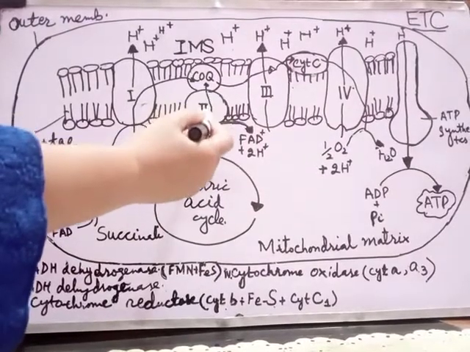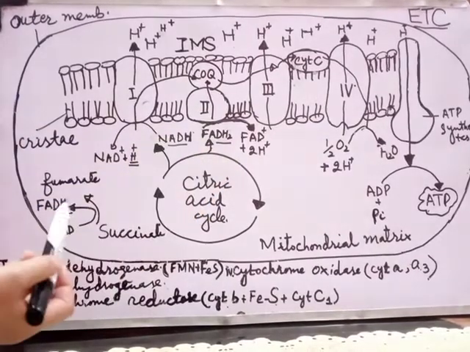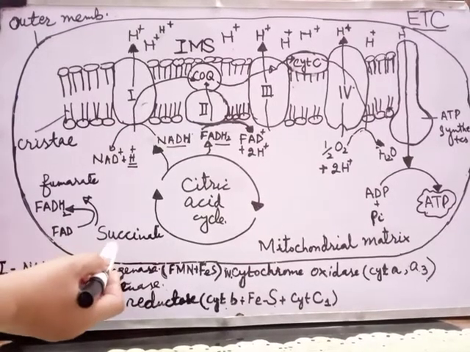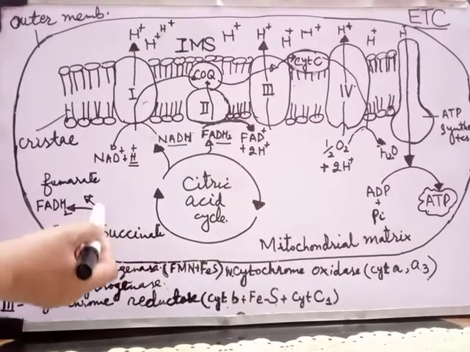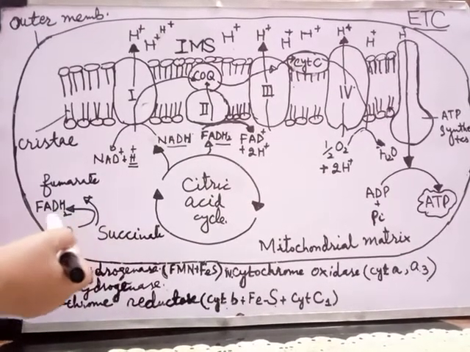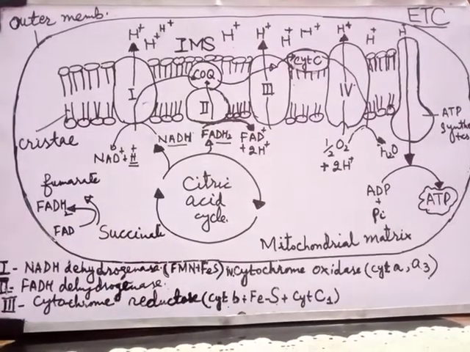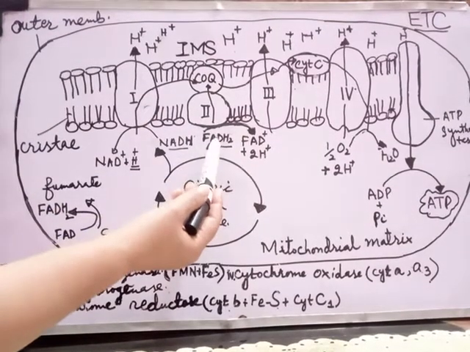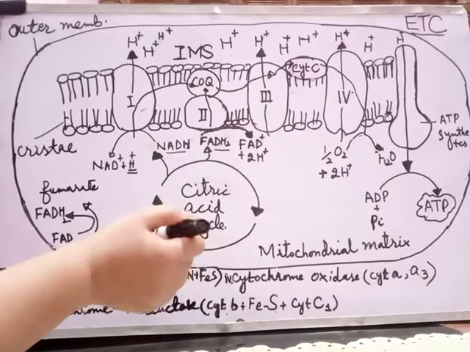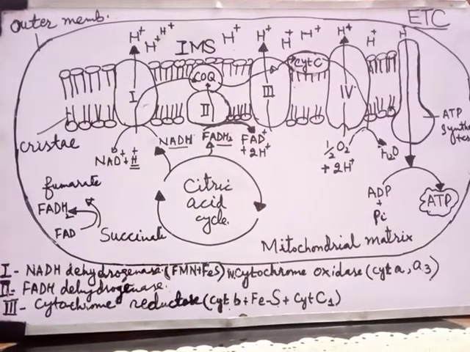Student, it is also called succinate dehydrogenase because it is the enzyme involved in the formation of FADH2 during the Krebs cycle, from succinate to fumarate. When succinate gets changed into fumarate, at that time FAD is reduced into FADH2 by the same enzyme, called what? Succinate dehydrogenase. And here FADH2 is oxidized into FAD by the same enzyme, called what? Succinate dehydrogenase. That's why this complex is also called succinate dehydrogenase.